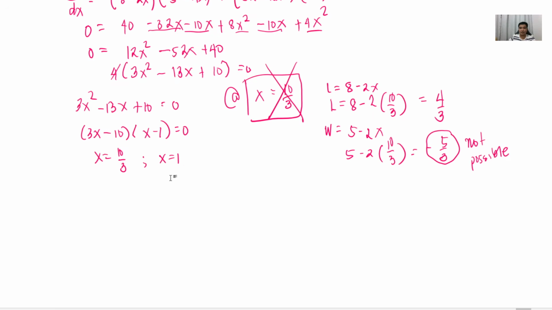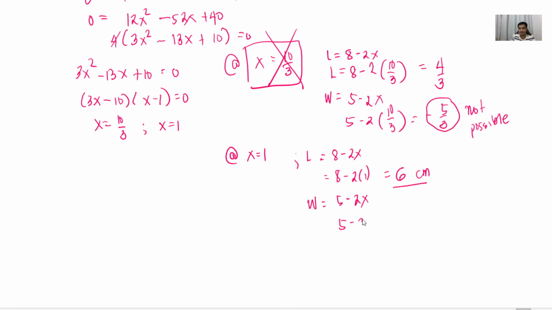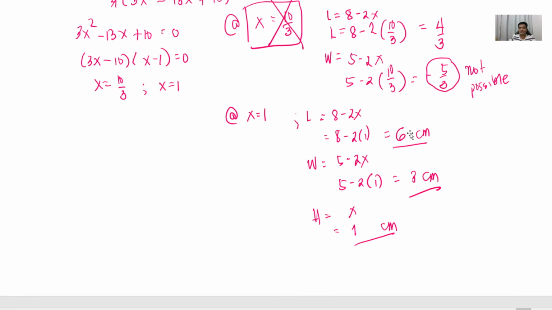So, meron pa namang isang value ni x, which is your 1. Okay? So, if x naman at x is equal to 1, ang length natin is 8 minus 2x. So, length is 8 minus 2 times 1. That will give us 6 centimeters. Okay? Ang width natin is 5 minus 2x. So, that is 5 minus 2 times 1. And that will give us 3 centimeters. Okay? And then the height is equal to x and that is equal to 1 centimeter. So, ang dimensions natin, we have length 6, width 3, and height is 1.